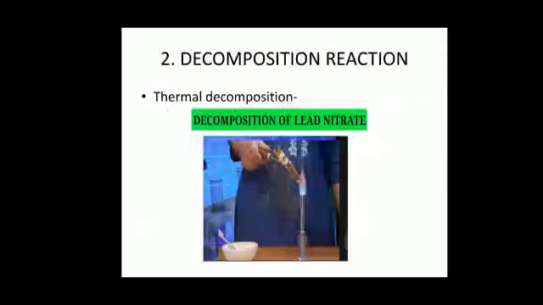Okay. Now, next type of chemical reaction is decomposition reaction. Now, what's the meaning of decomposition reaction first? Decomposition means splitting of a complex compound into simple ones. Now, let's see the types of decomposition reactions. So, first type of decomposition reaction is thermal decomposition.